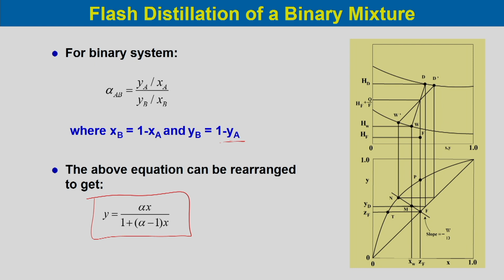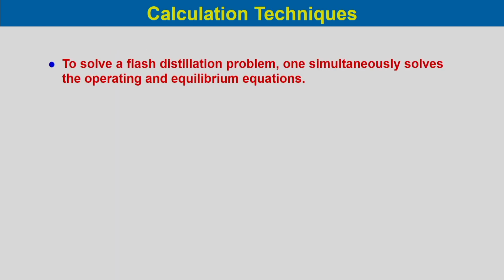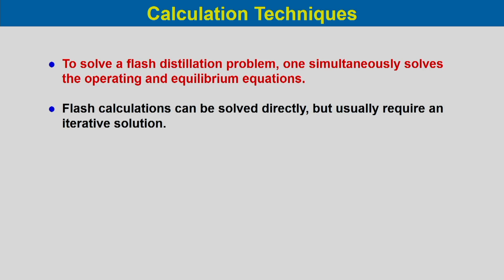So, this equation can be used to find the xy relation or the equilibrium curve, so that the problem can be solved. For the flash distillation unit, the calculation procedures are very simple. To solve a flash distillation problem, one simultaneously solves the operating and equilibrium equations. So, we need the operating curve equations and, at the same time, the equilibrium equations. Flash calculations can be solved directly, but usually require some iterative solutions. Graphical techniques are also common for flash calculations.